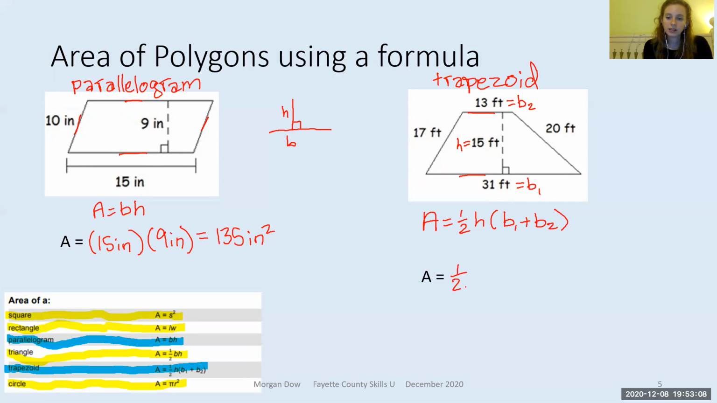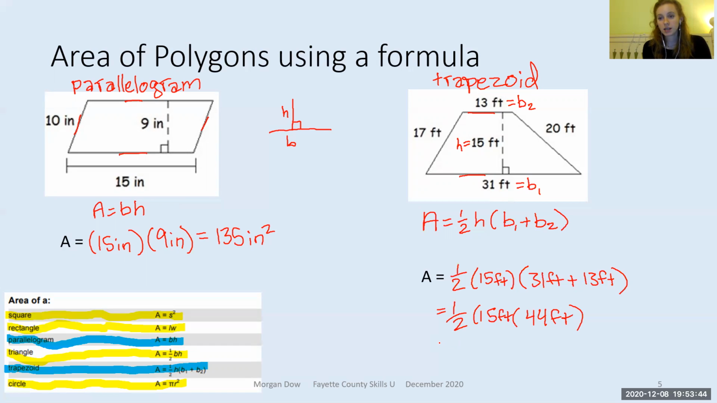All right, so let's fill in these numbers here. The height is 15 feet. Base 1 is 31 feet, and base 2 is 13 feet. All right, so let's follow the order of operations here. So I'm going to take care of any operations that I have inside of parentheses first. And so that means I'm going to do my addition first. That's going to give me 44 feet. 31 plus 13 is 44.